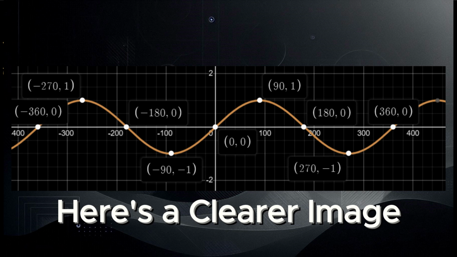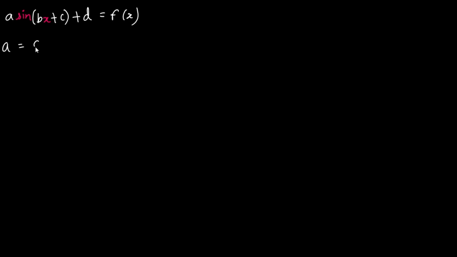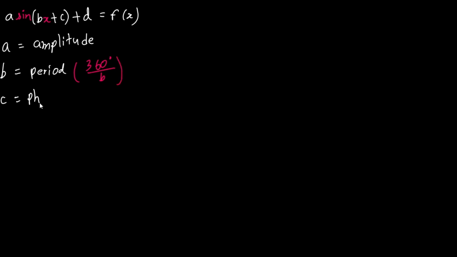This is the general pattern of a sine curve, and you must always remember that a sine curve always passes through the origin. Moving on, we can express this in the form a sin bx plus c plus d. Here, a is the amplitude of the curve, which is the maximum and minimum point. b affects the period of the curve, which can be found using the formula 360 by b. As we said, period is the angle from which the curve begins to repeat itself. c here is the phase shift or horizontal shift, and lastly d is the vertical shift.